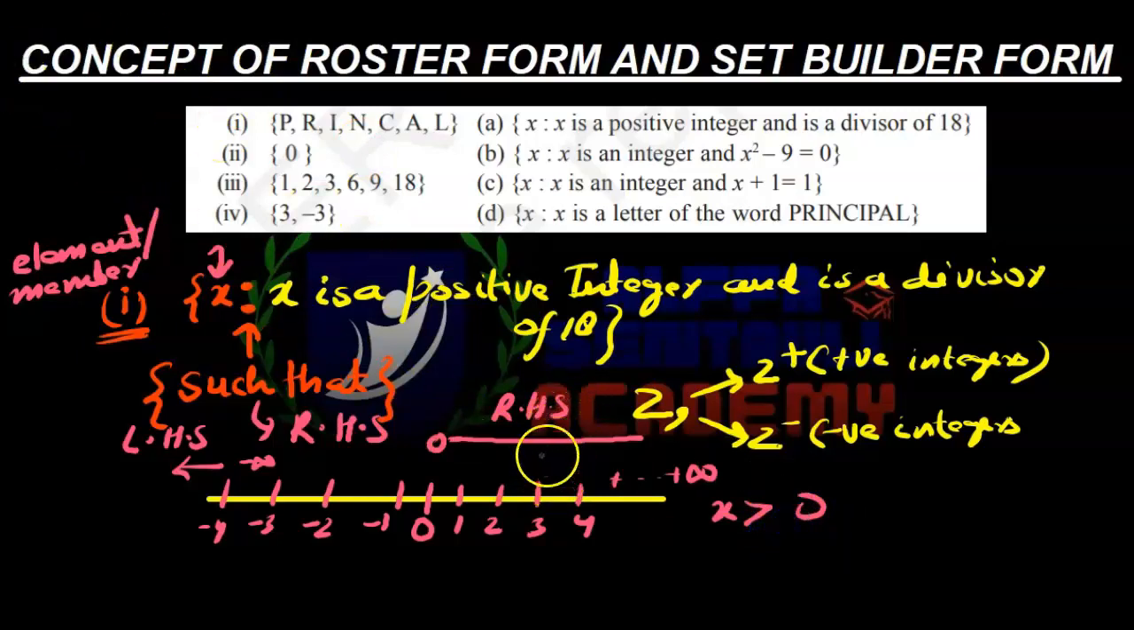So how many such numbers are possible? These numbers must divide 18 as well. Let us write the factors of 18. 18 can be divided by 2, by 1 as well, by 3, because 3 sixes are 18, by 9 as well, because 9 twos are 18, and 18 can be divided by itself, that is 18.